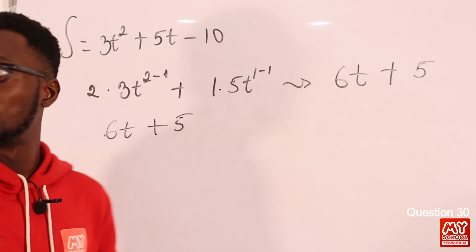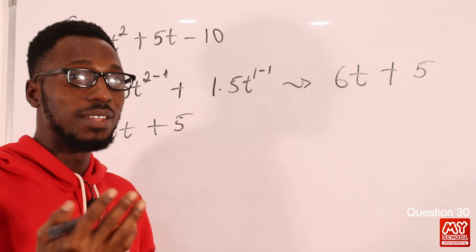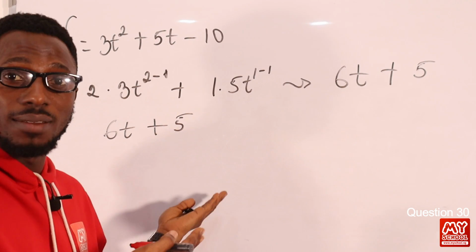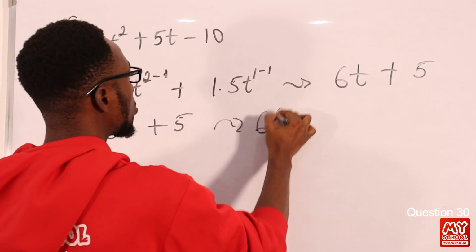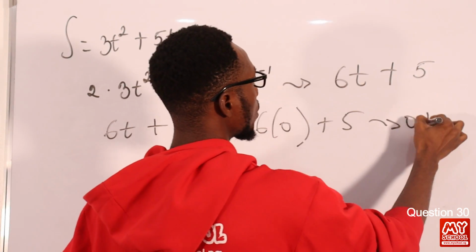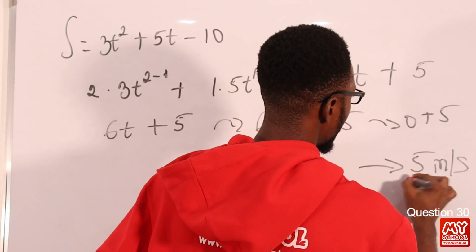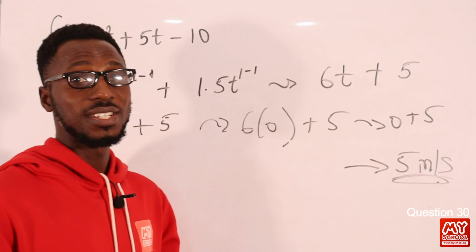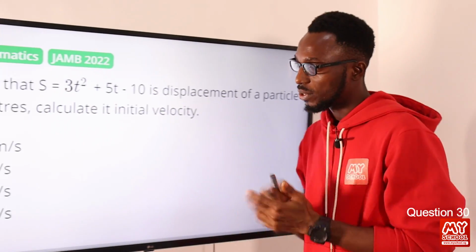We are now told to calculate its initial velocity. So initial velocity tells you that the value of time, t, will be what? 0. So I am going to have 6 into bracket 0 plus 5. So 6 times 0, that is 0, plus 5. My answer is actually 5 meters per second. That's the initial velocity. So let's run a confirmation together. So we have that in option C. So option C is the right option.